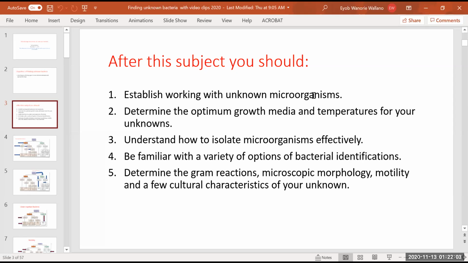And then determine the gram reactions, microscopic morphology, how they look like. You see pinkish, bluish. You see? Motility, we are going to focus on motility, especially stabbing the gel. We are not going to focus more on that wet mount. No, not this much. We don't do in laboratory this much in wet mount. So cultural characteristics which we are going to grow in fermentative process.